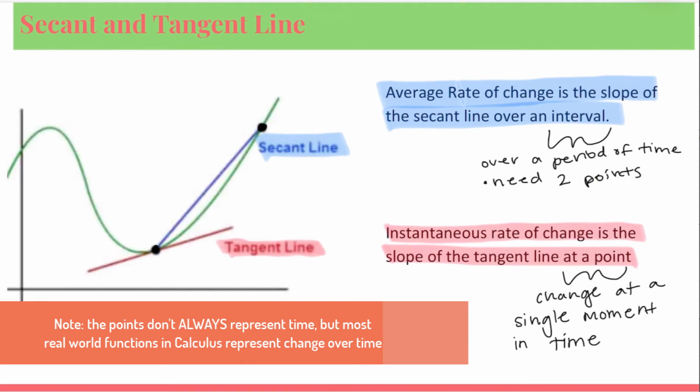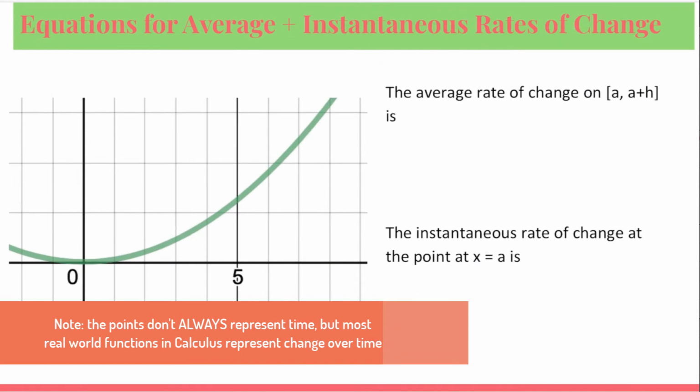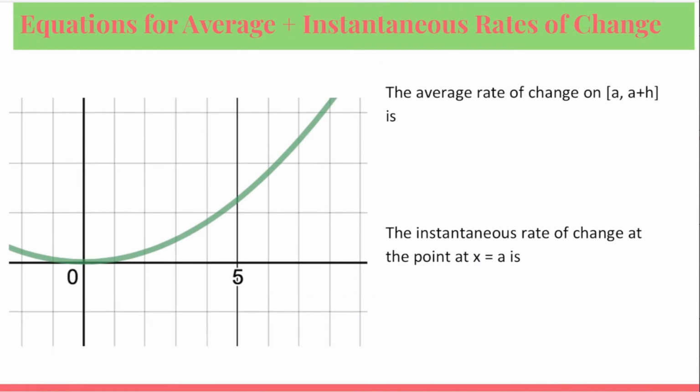So secant line and tangent line. At this point, we're going to derive the equations for each of these. So you should have a pretty good idea about what the average rate of change is. We're going to derive these formulas given 2 points. So I'm going to mark the point A and A plus h.